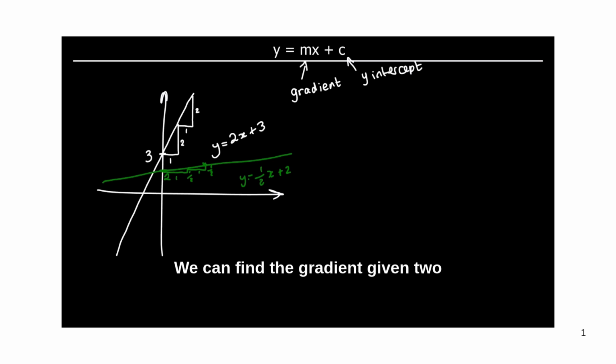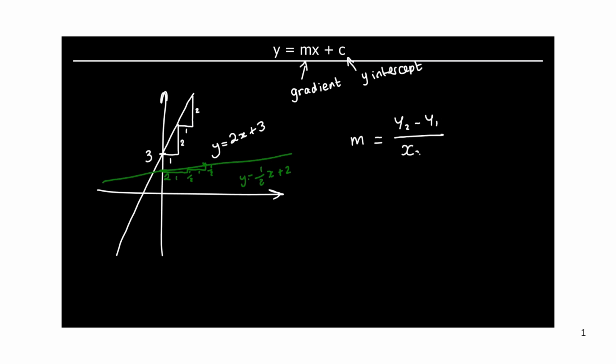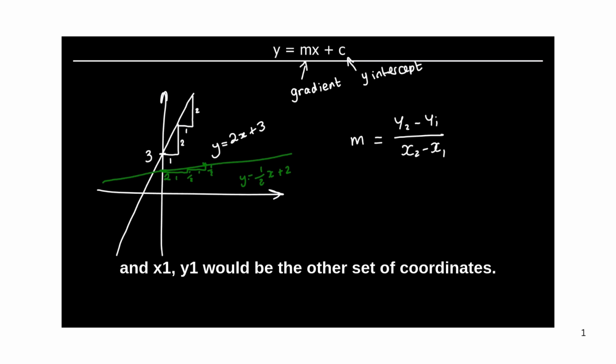We can find the gradient given 2 points on a line by doing the change in y divided by the change in x. So the change in the y's divided by the change in the x's. And I've put x2 and y2. That will be one set of coordinates. And x1, y1 will be the other set of coordinates.